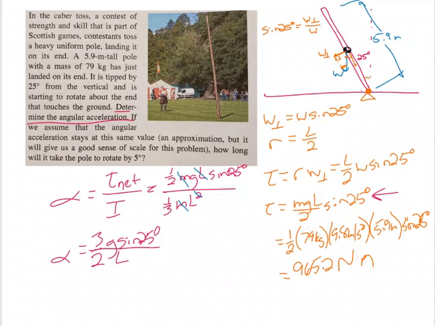Okay, so now we plug the numbers in. We have 3, 9.8 meters per second squared, sine 25, divide by 2. The length is still 5.9 meters. 1.05, significant figures, 2, so we go 1.1. Now this is alpha. Meters are gone. We're left with per second squared. So this will be radians per second squared.